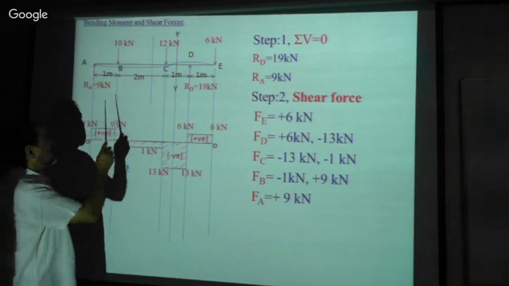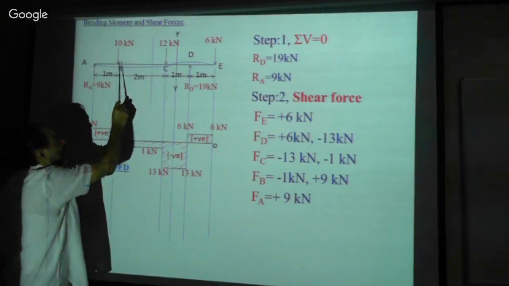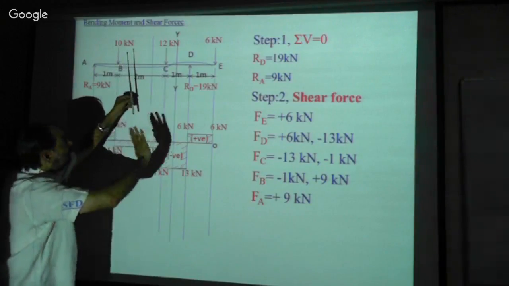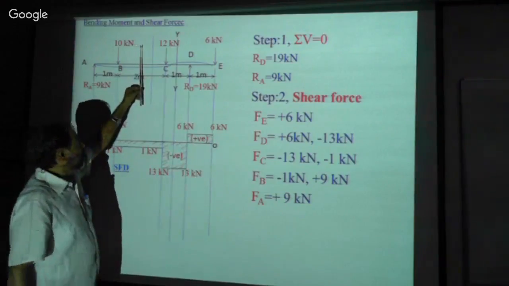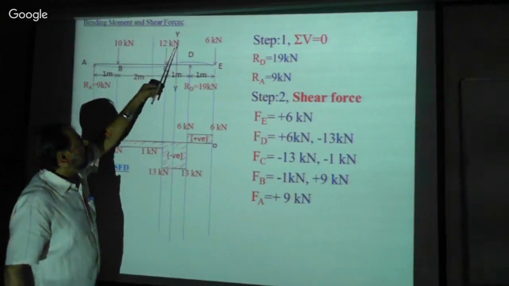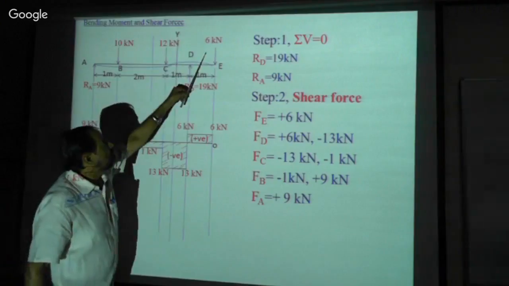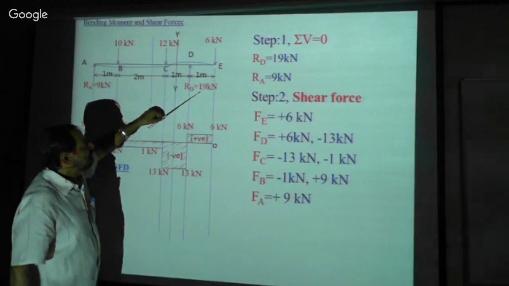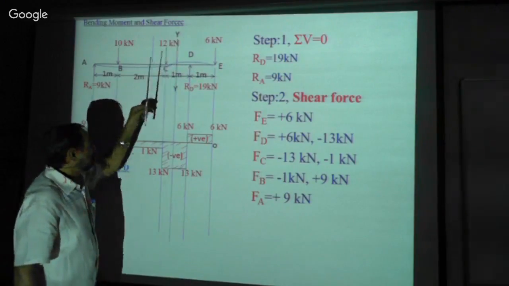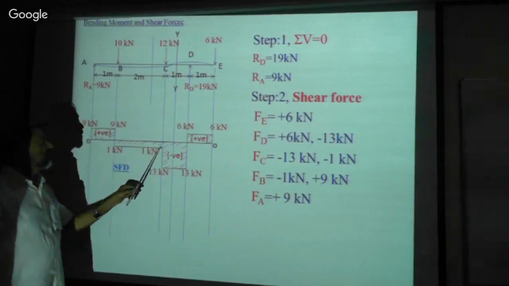Therefore, continue this. From here to here, wherever we calculate the shear force, if we consider the right hand side, 19 is acting upward and 18 is acting downward. Therefore, the result is 1 kN up. Therefore, it is a negative shear force. Isn't it?